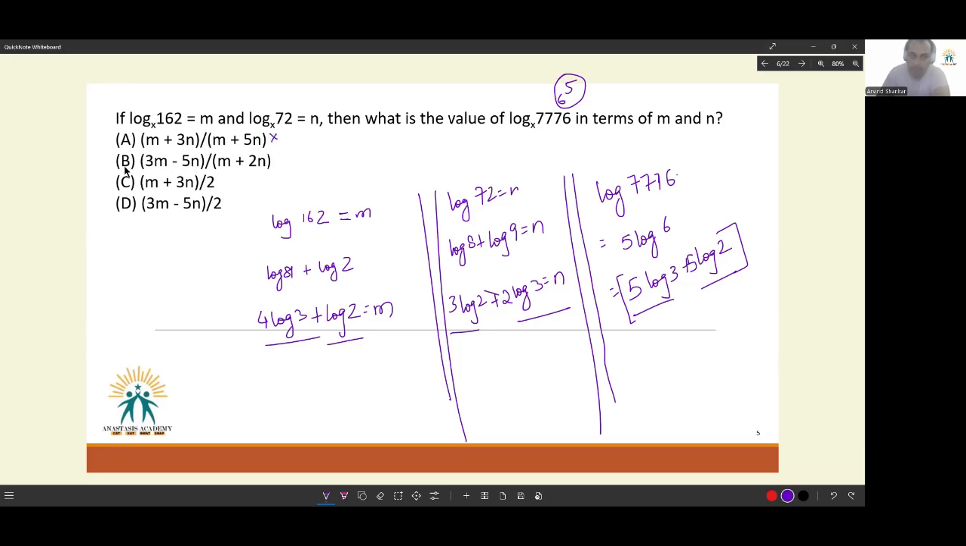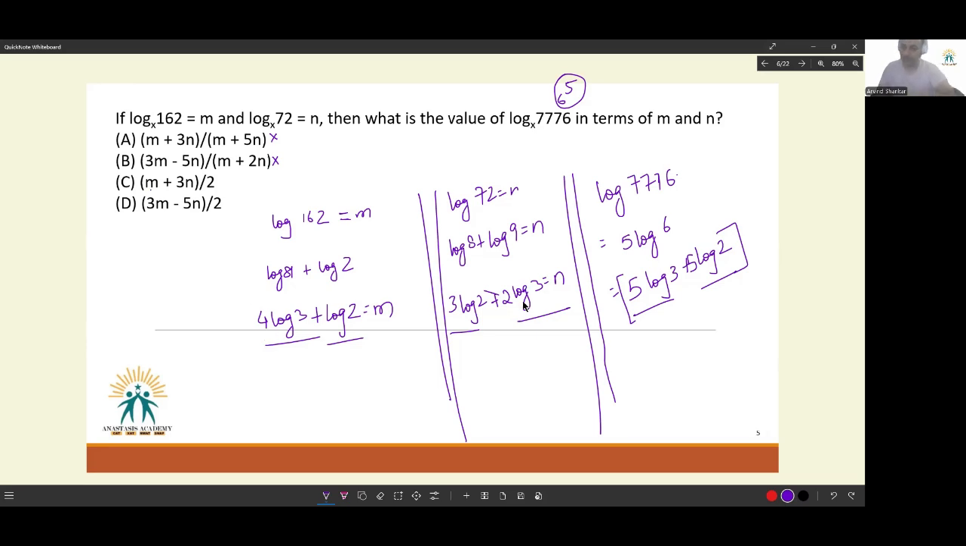Let's go to this one then. I have 3m, 12 log 3, minus 5n, 10 log 3. 12 log 3 minus 10 log 3. Numerator has 2 log 3. Denominator has 4 log 3 and 4 log 3, so 2 log 3 by 8 log 3. So 1 by 4, log 3 by log 3 will continue to remain. I can't work with this anymore. Goes away.